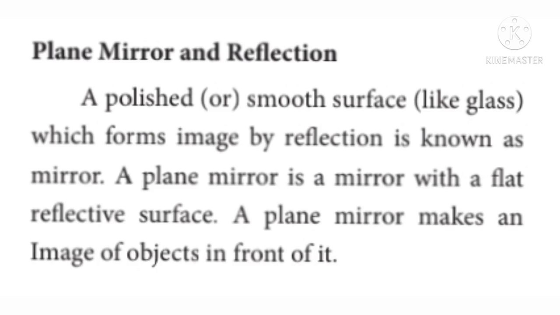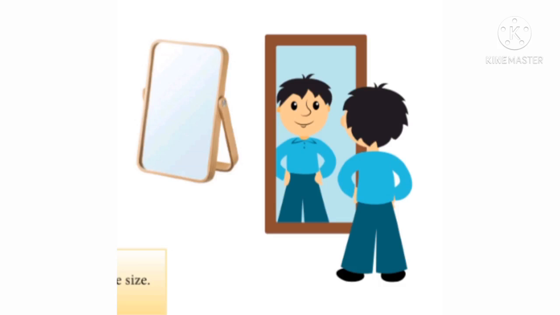A polished or smooth surface like glass which forms an image by reflection is known as a mirror. A plane mirror is a mirror with a flat reflective surface. A plane mirror makes an image of objects in front of it.